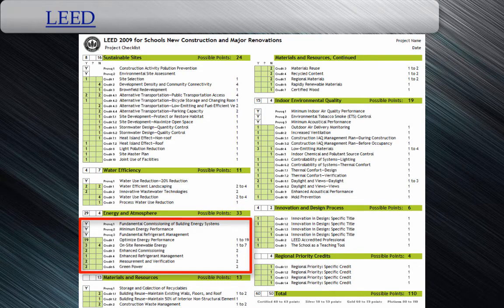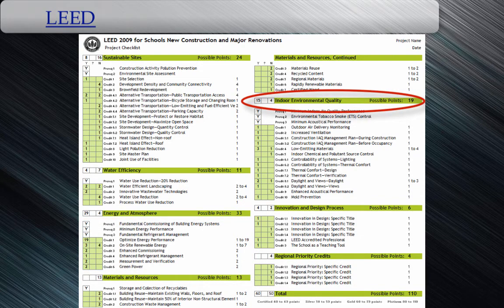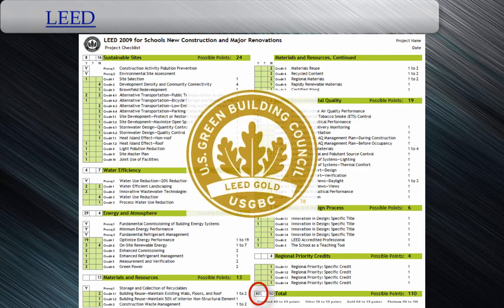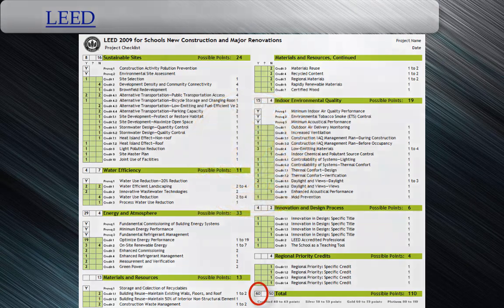instead of a refrigerant. The innovative active chilled beam design also thrived in indoor environmental quality, awarding 15 out of the 19 points, and innovation and design process, awarding 4 out of the 6 points, pushing us to the LEED Gold certification. By analyzing the designated checklist, the building tallied up a score of 60 points, certifying it as a LEED Gold building.